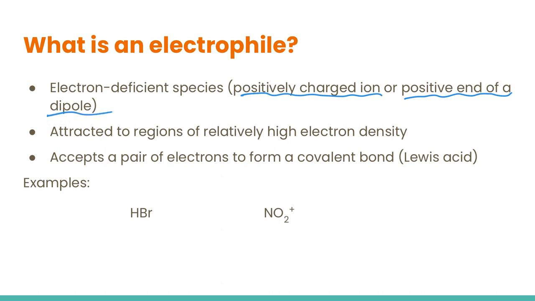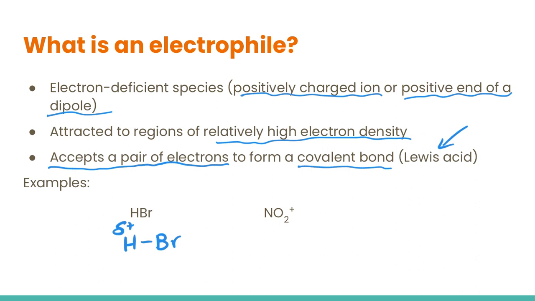And so it's attracted to regions of relative high electron density, and it will accept a pair of electrons to form a coordinate covalent bond. So it is also called a Lewis acid. So a Lewis acid will accept a pair of electrons, and it's an electrophile. You can use all of those terms interchangeably. So an example might be HBr. And so in HBr, the positive end of the dipole, so the H end, is our electrophilic end. Or NO2 plus, because it has the positive charge, that's also considered to be an electrophile.